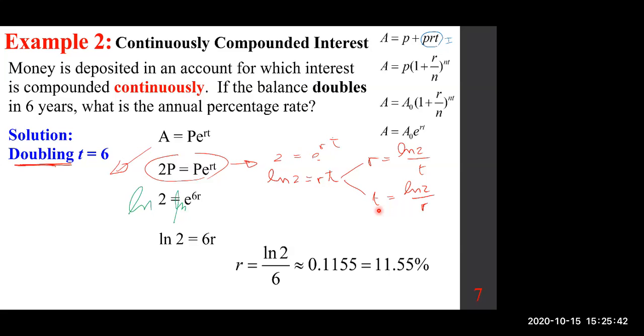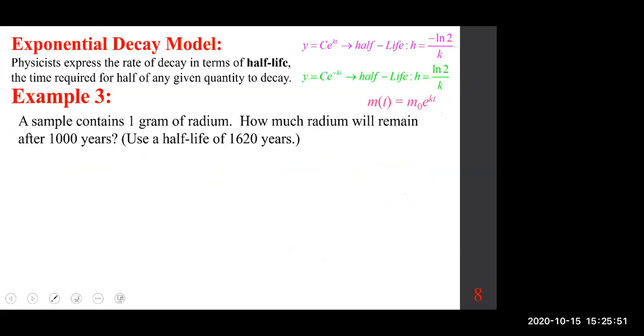By the way, if I go with the half-life, it works absolutely in the same manner. You just put 1/2 on this side and you work it out. Physicists express the rate of decay in terms of half-life, the time required for half of any given quantity to decay. So I just went over the doubling time and I showed that h was ln2 divided by k. The half-life gives you absolutely the same thing, class. You can go through the process and see that.